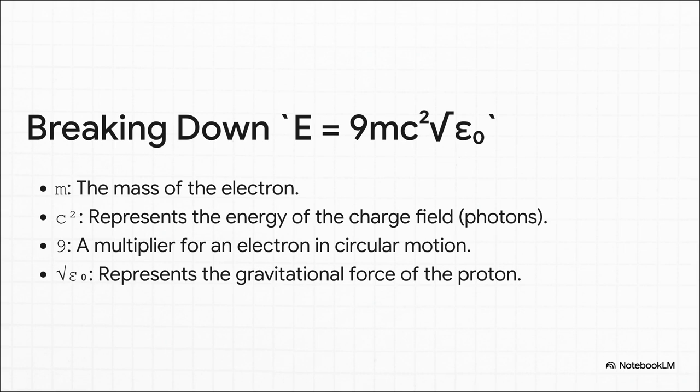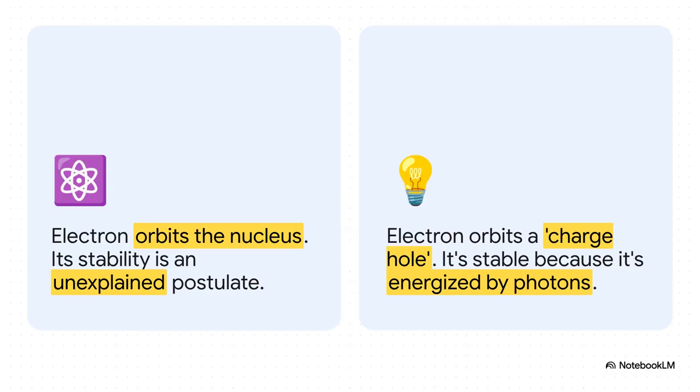M is just the mass of the electron, that's standard. But c squared isn't just a constant for him. It represents the real physical energy of the photon field. The number 9 is a multiplier he derives specifically for something in circular motion. And here's the really wild part. He takes a constant usually used for electricity, epsilon naught, and says it actually represents the proton's gravitational force, linking the two forces together. So this creates a totally different picture of what's happening.